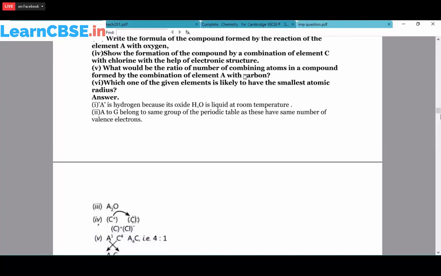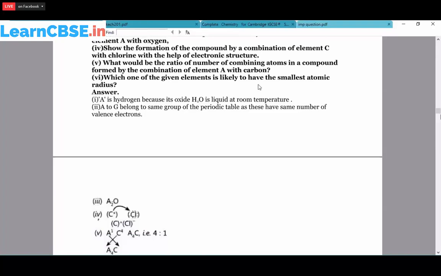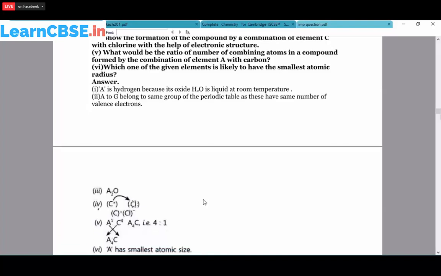What would be the ratio of the number of combining atoms in a compound formed by the combination of the element A with carbon? Element A has one electron in the outermost shell, so its valency is 1. Carbon has a valency of 4. So we need to do the cross multiplication. So the ratio will be A4C, that is, the ratio is 4 is to 1.